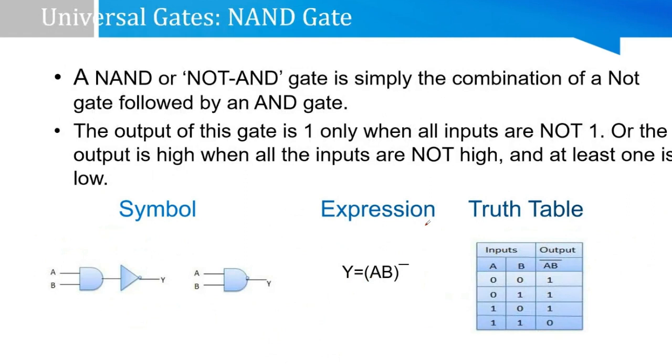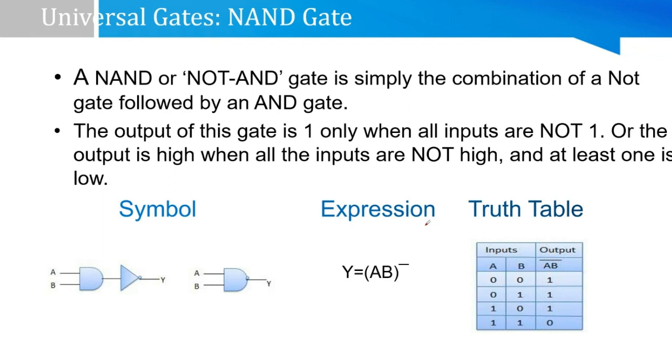Next comes universal gates. In the universal gates, we have the NAND gate and the NOR gate. Why are we calling the NAND gate and the NOR gate universal gates? Because you can implement any gate with the help of the NAND gate. Whether you want to implement an AND gate, NOR gate, XOR gate, NOT gate, you can implement any type of gate with the help of the NAND and the NOR. So that is why these two gates are called universal gates.